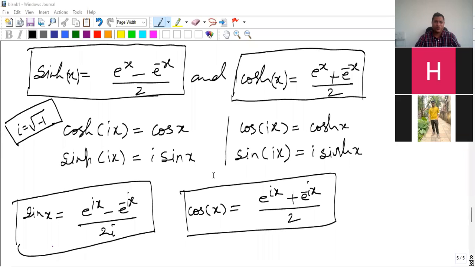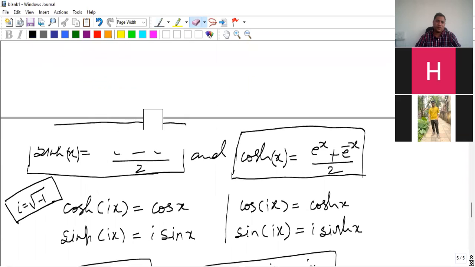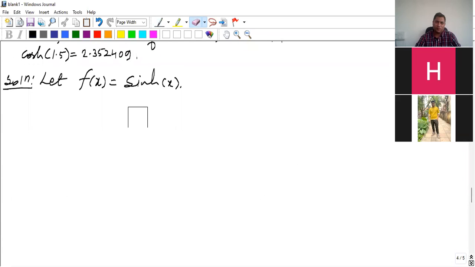When you encounter complex numbers, definitely that will be explored. Got this clear now, hyperbolic functions and the trigonometric functions? Yes, sir. Okay, so let us scroll down a little. Now we have to go to our problem.